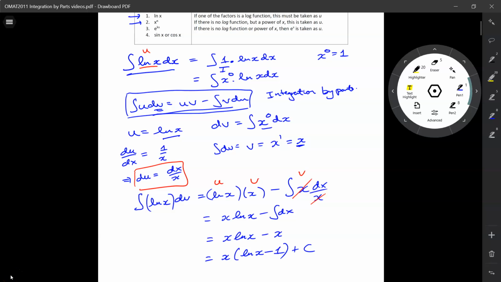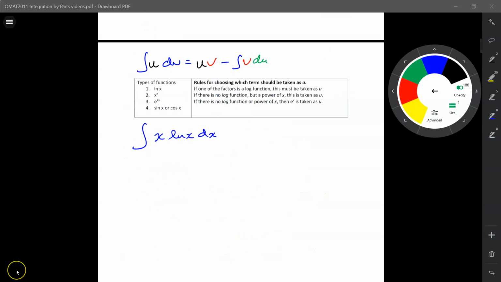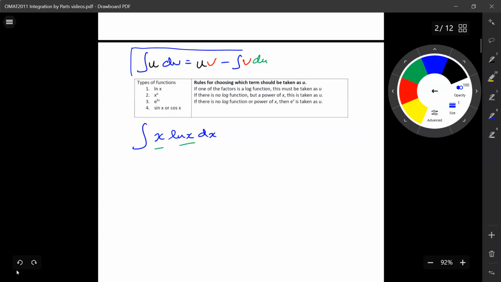Okay, so let's move on to the next one. In this example, I'm going to integrate the product of x multiplied by the log of x. As before, we have our formula up here, which is the integration by parts. I've done a bit of color coding here to identify the parameters we need to work out. We need to decide what's u and what's dv, and then work out u, v, and du from our initial choice.